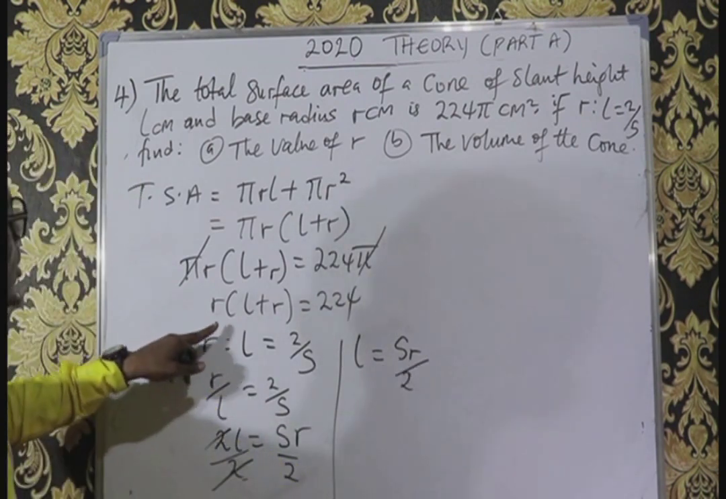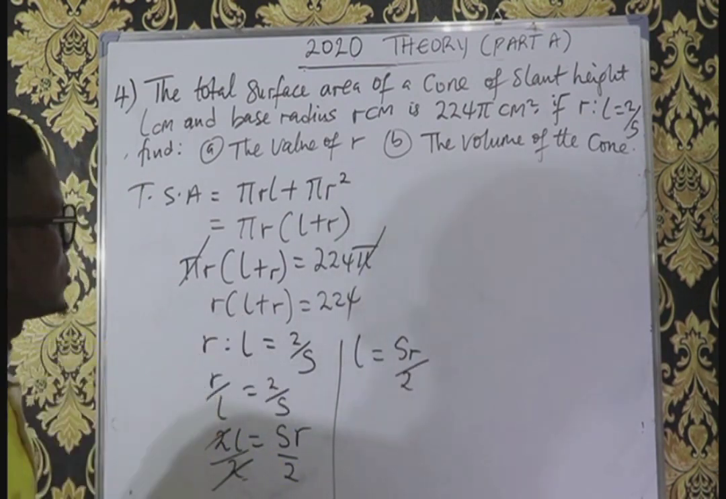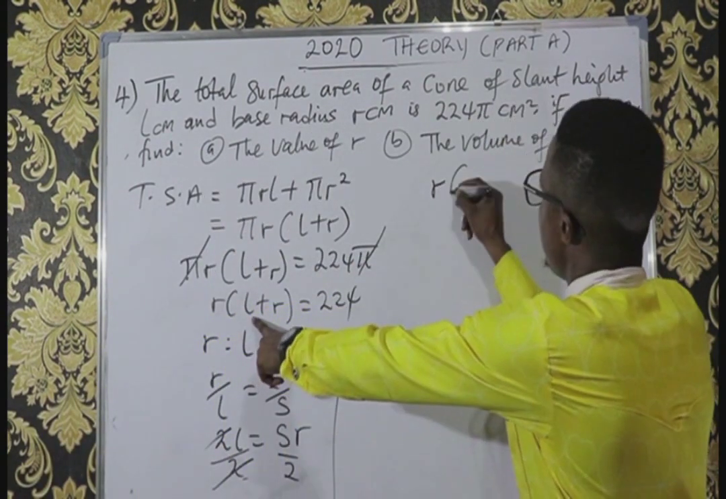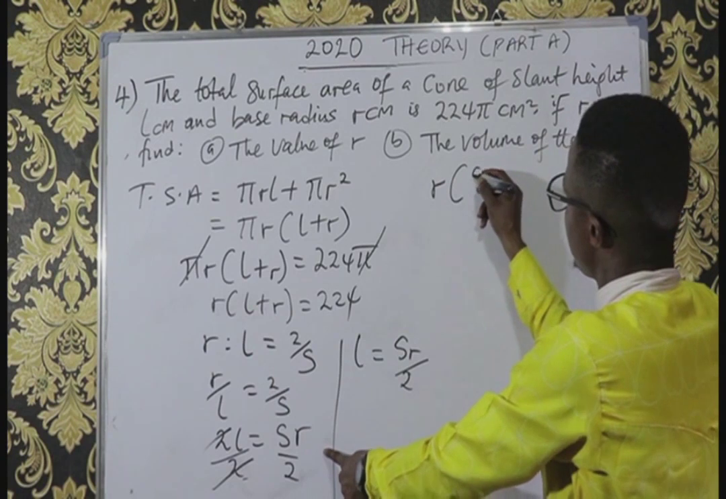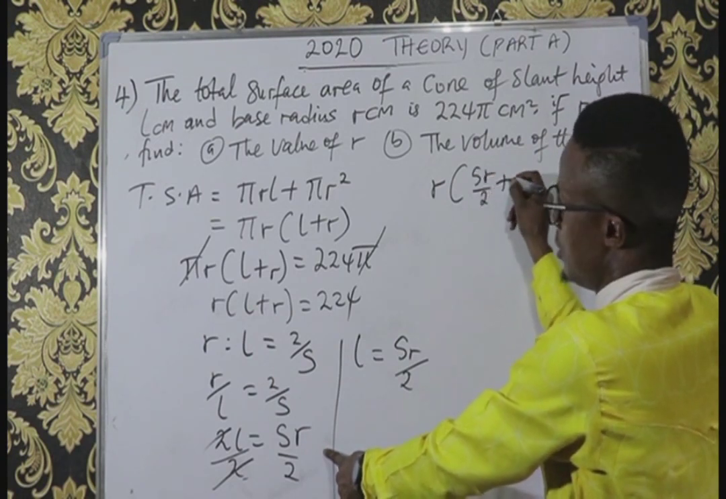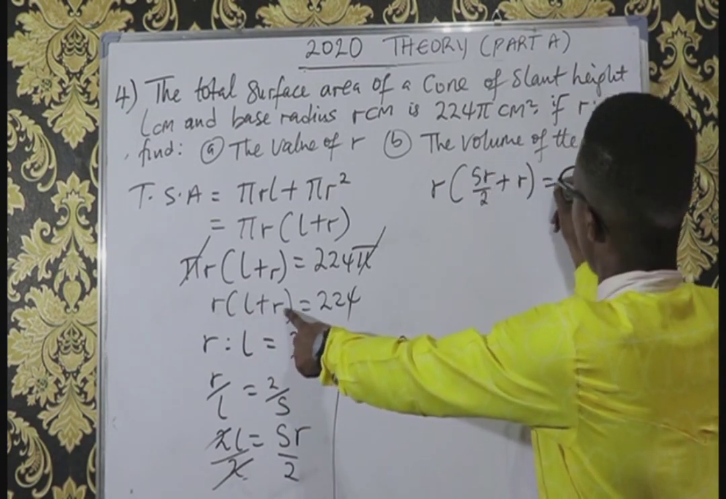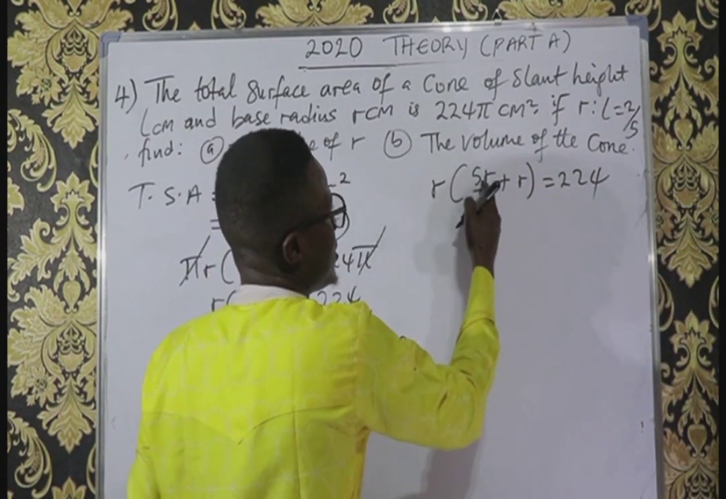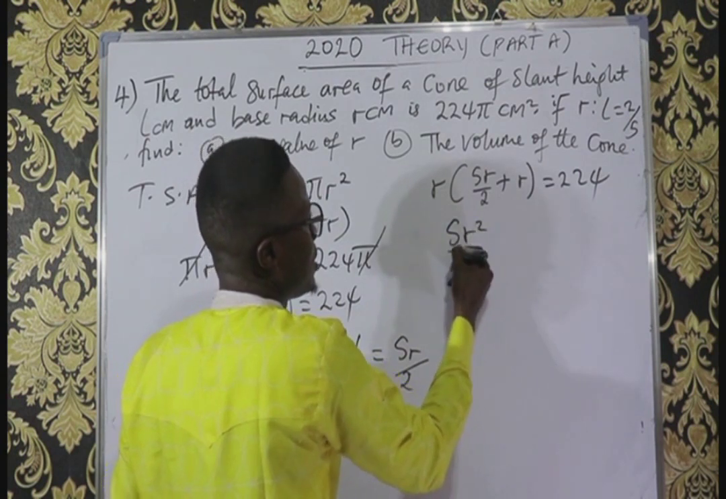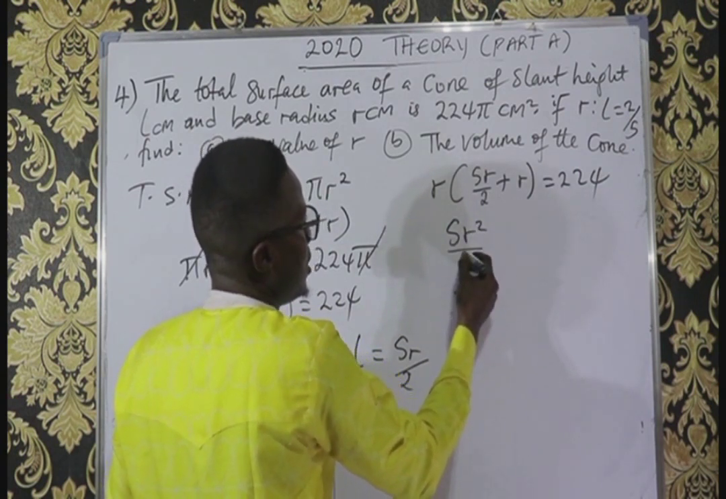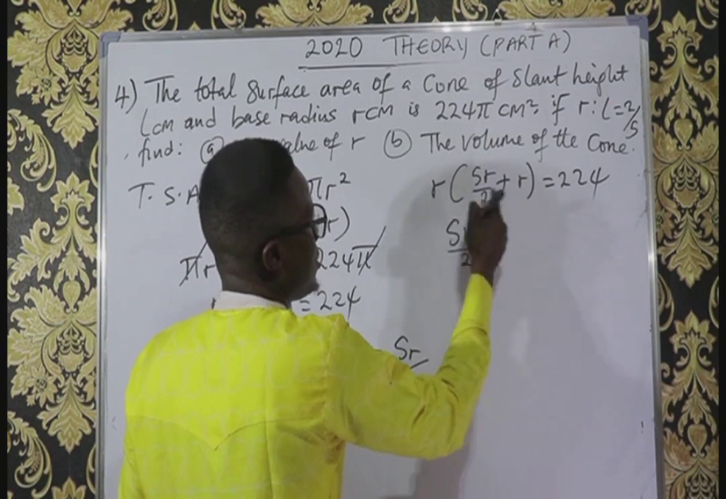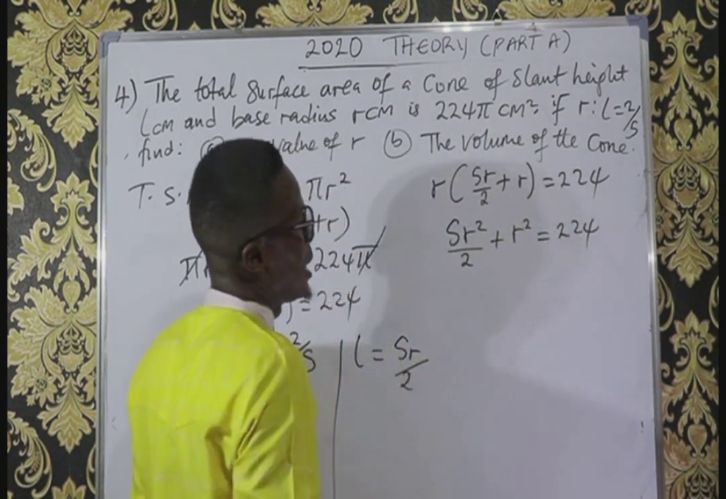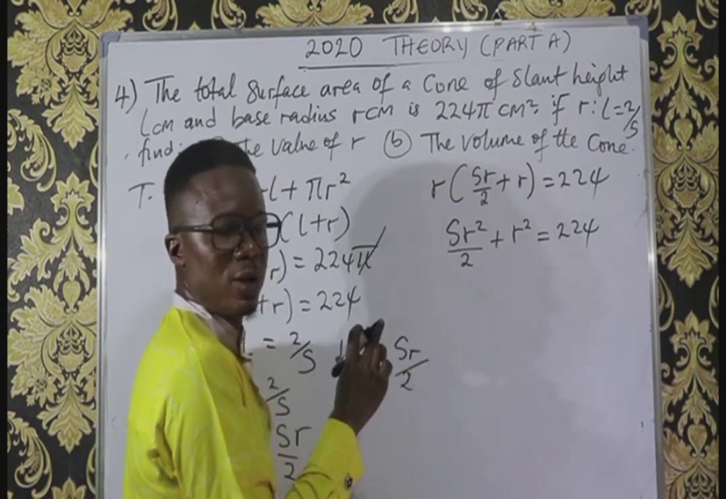So anywhere I see L here, I will put 5R over 2. Therefore, I am free to write R times (5R all over 2 plus R) equals 224. Open the bracket. R times 5R is 5R² all over 2, plus R times R is R², equals 224. Now to clear the fraction, I can multiply everything by 2.